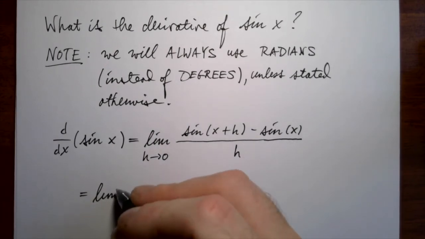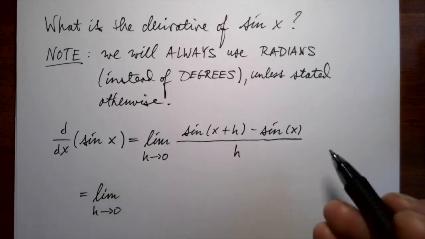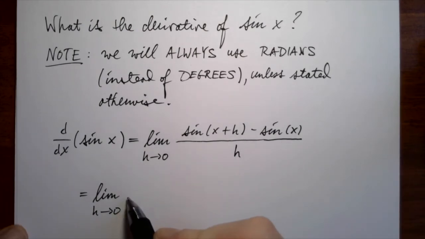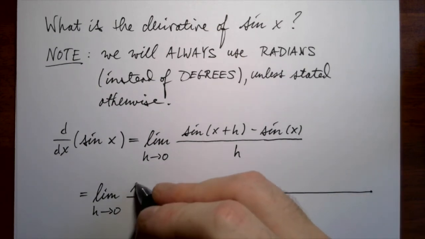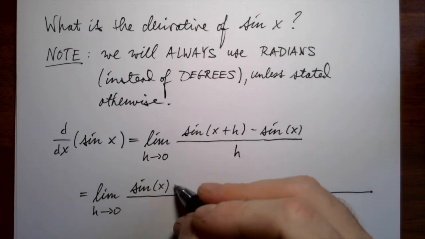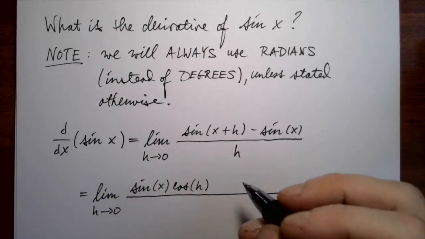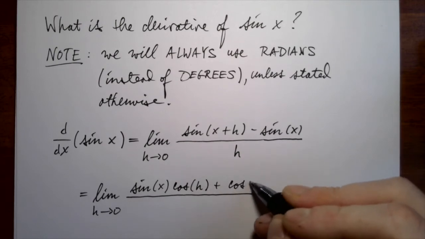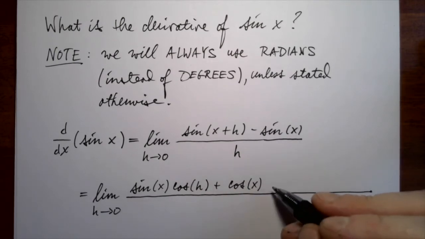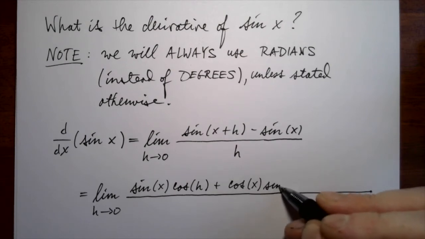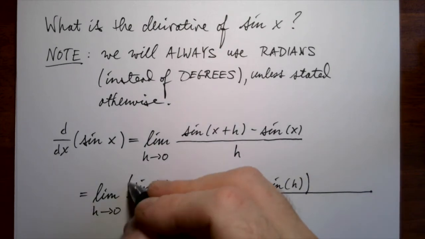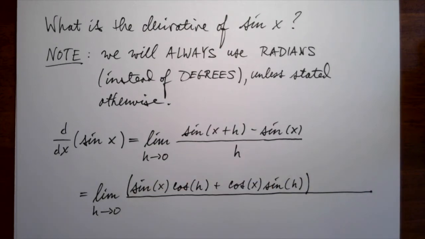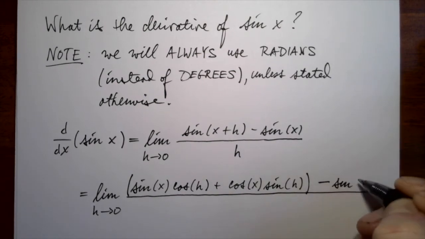And now in order to evaluate that limit, there's no algebraic tricks we can immediately do. There's no h that we can factor or anything, right? So instead, we're going to use the sum formula for sine. The sine of the sum of two angles, such as x plus h, is given by the sine of the first angle x times the cosine of the second angle h plus the cosine of the first angle x times the sine of the second angle h. So that whole term in parentheses there, that is sine of x plus h, using the sum formula for sine.